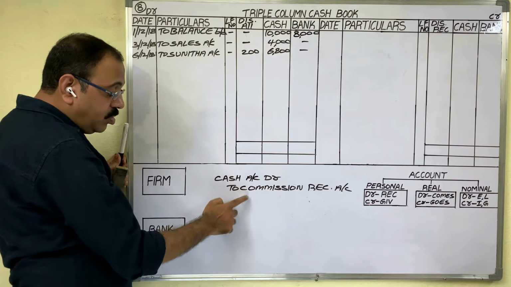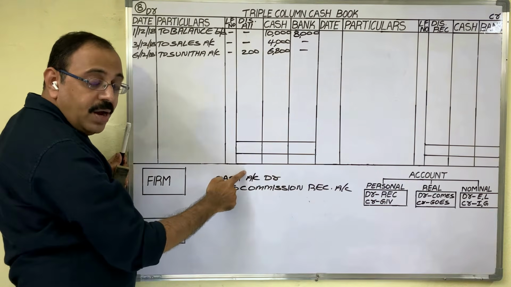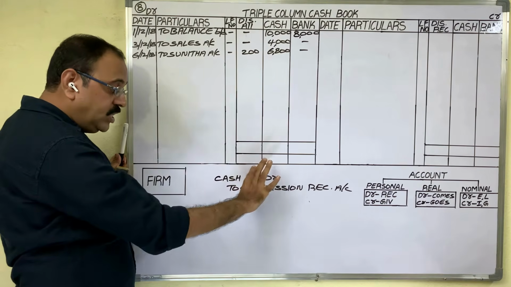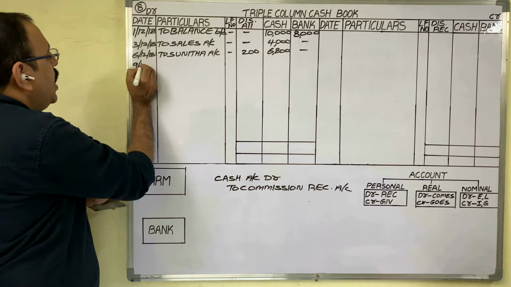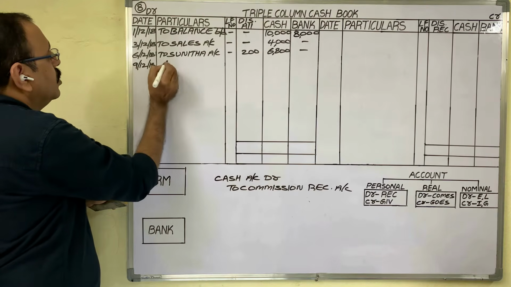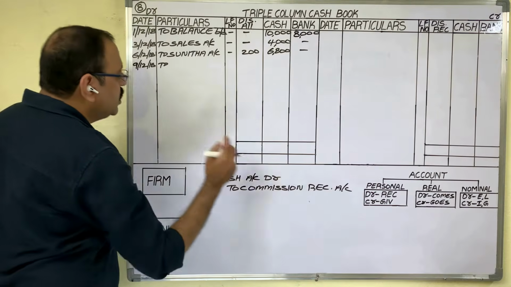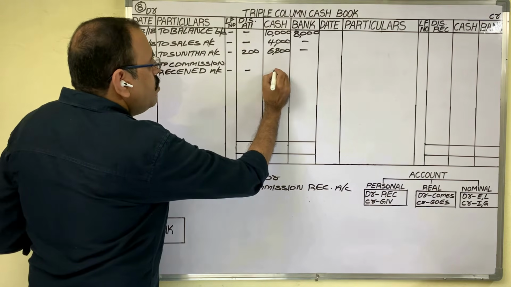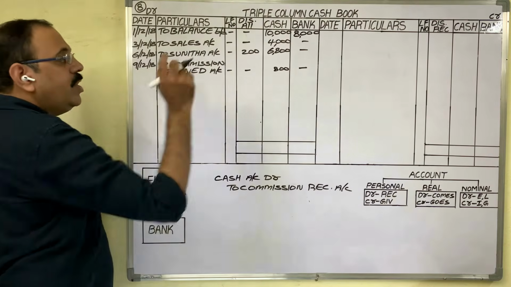Out of these two accounts, cash account we are preparing. As cash account is debited, on the debit side we have to post this entry. In the date column, write down the transaction date, 9th December 18. To, other side account name, commission received account. In the cash column, 800 rupees commission we are receiving, write down 800.